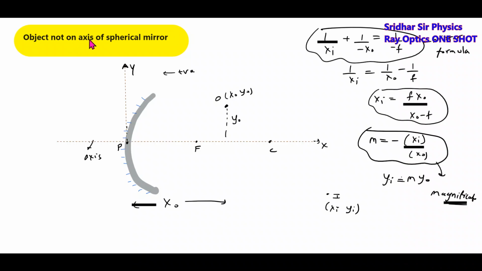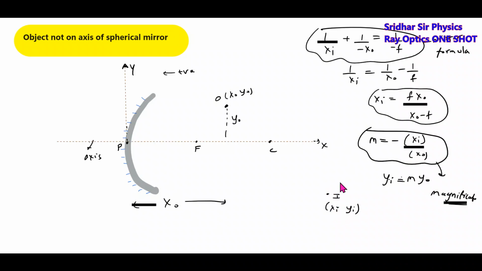If the object is not on the axis of a spherical mirror, say a concave mirror, and the object is here, not on the axis, how do we calculate the position of the image? We know the object is between the focus and the center of curvature. The image should be beyond C, like an extended object, inverted, real and magnified. So we expect the image somewhere in this region.